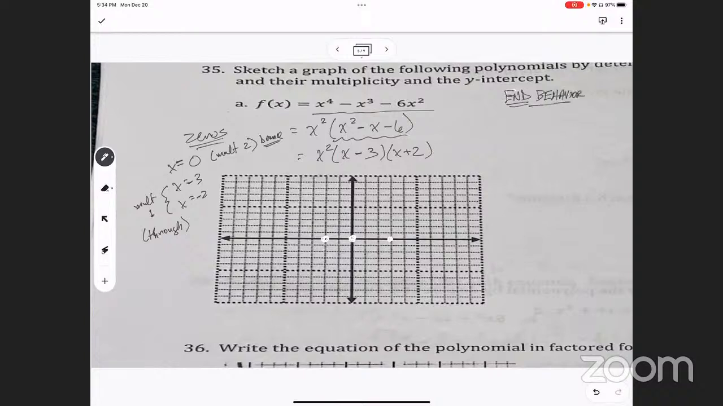The easiest way I find to do end behavior is two steps. Step 1 is you look at the leading coefficient. If the leading coefficient is positive, then what does that tell you? It goes up. The right end behavior is up. And if the leading coefficient is negative, the right end behavior is what? Down. Good.